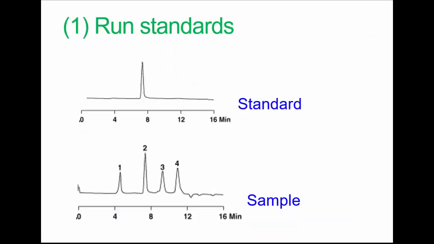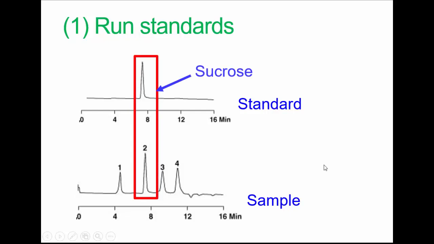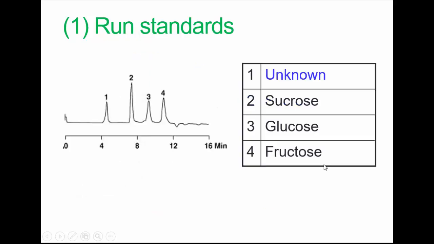So to do the qualitative estimations, we use standards. We have a standard of sucrose, and we say, well, it comes out at about 7 minutes. So it's reasonable to assume that in our sample, the peak at 7 minutes is sucrose. We can then come up with an estimate of at least some of the peaks there.